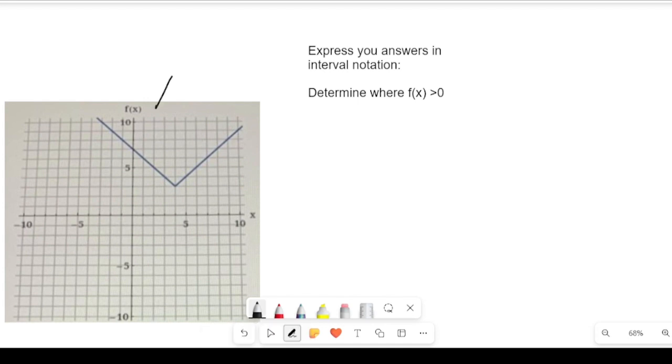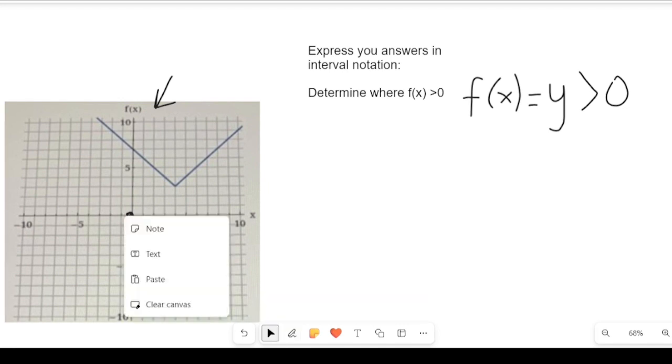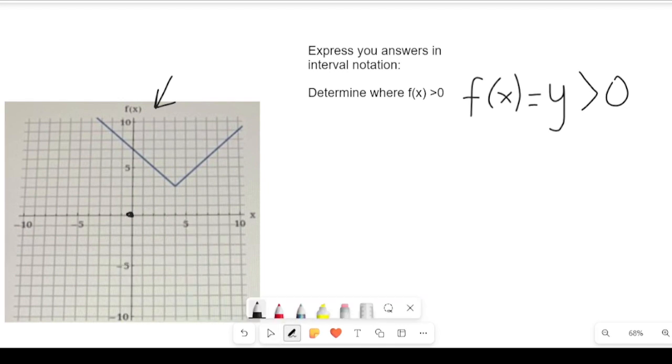And here is our function f of x. Now, f of x is just another way of saying y. So we're looking for the x values where our y is greater than 0. This is the point where our y is 0, and we're looking for the range of our x values above this point. So we can see all of our graph is above the point y equals 0.